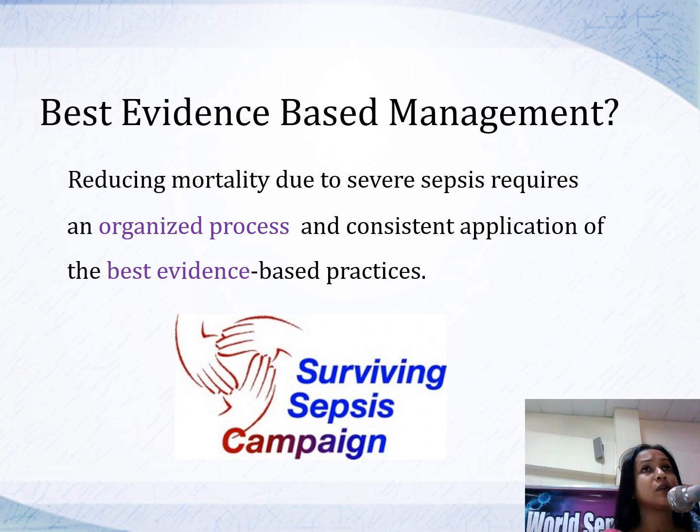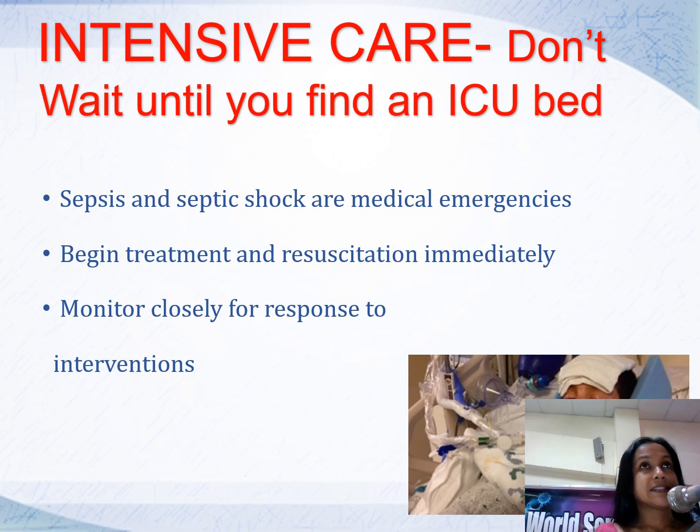This campaign is a global initiative that was started in 2002. All the professional bodies worldwide got together and thought, so we have to do something about it. And they made a guideline based on this. By 2016, they say they were able to bring down the mortality by 25% just by implementing these guidelines. So we have the latest Surviving Sepsis guidelines, updated in 2016, which I'm going to explain in the next few slides.